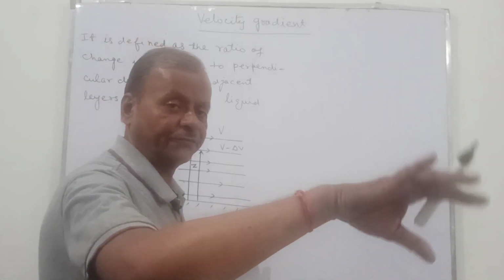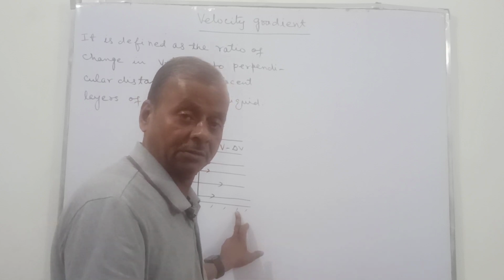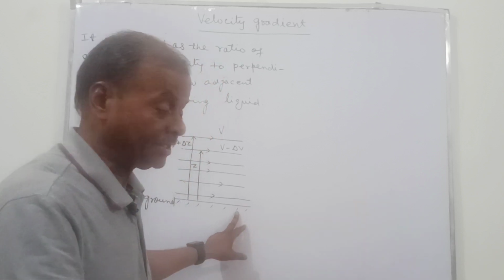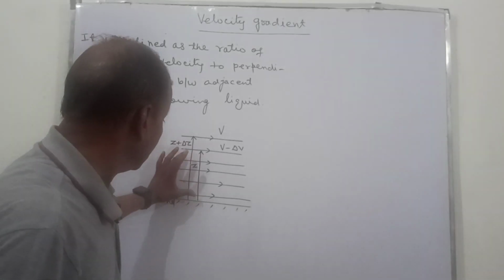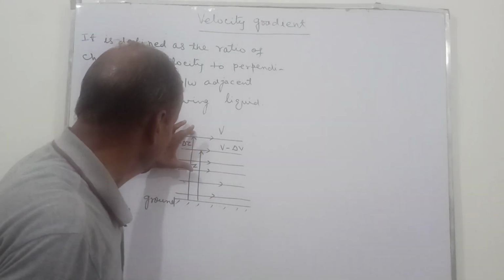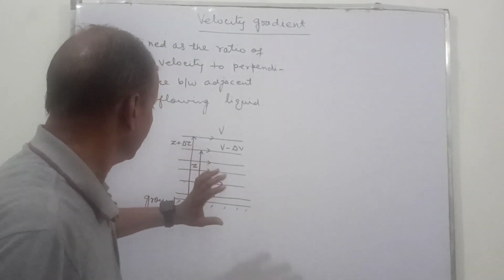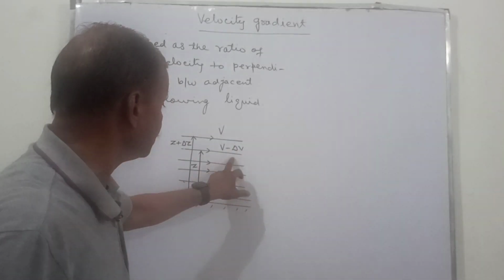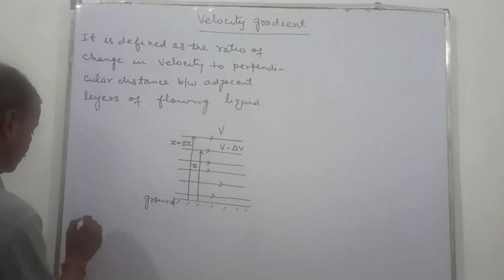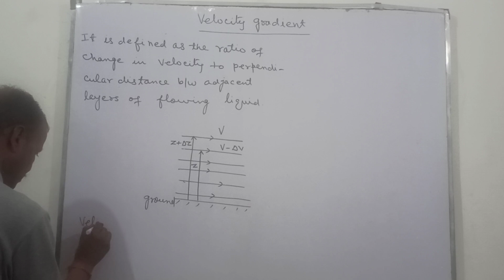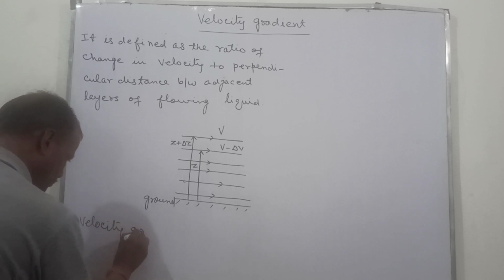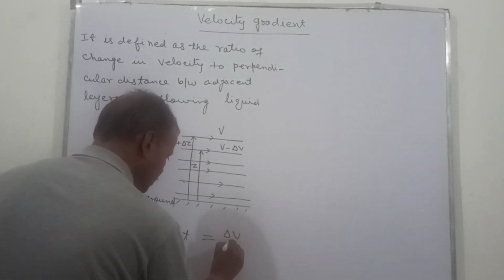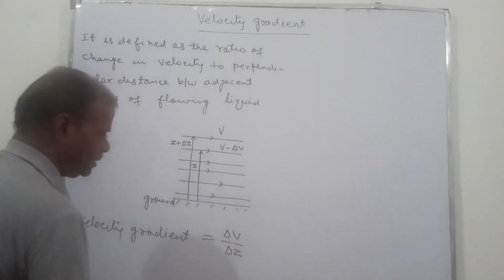Suppose there is a river which is flowing, then the lowest layer of the water will be in contact with the ground. So the height is taken from the lowest point. So now height of this layer is z and height of this one is z plus delta z. So now distance between the two adjacent layers is delta z. The change in velocity is how much? Delta v. So velocity gradient is equal to delta v upon delta z.